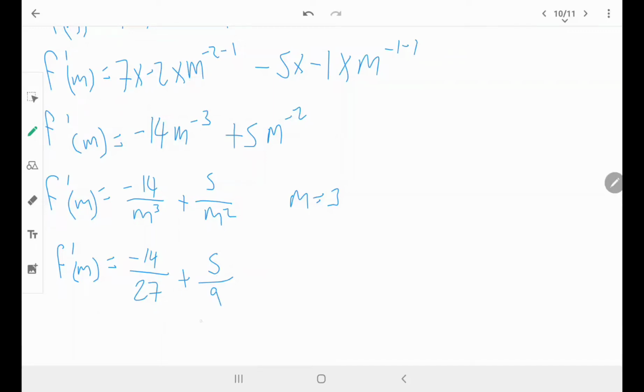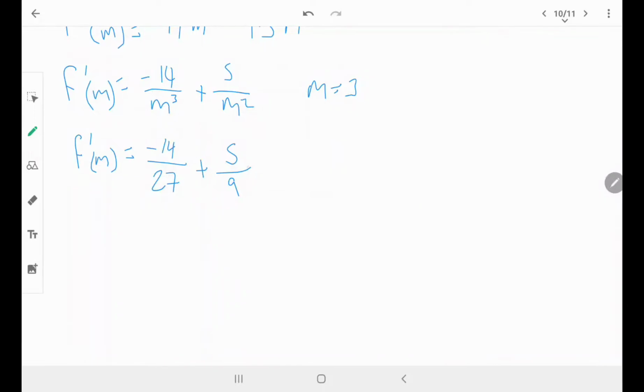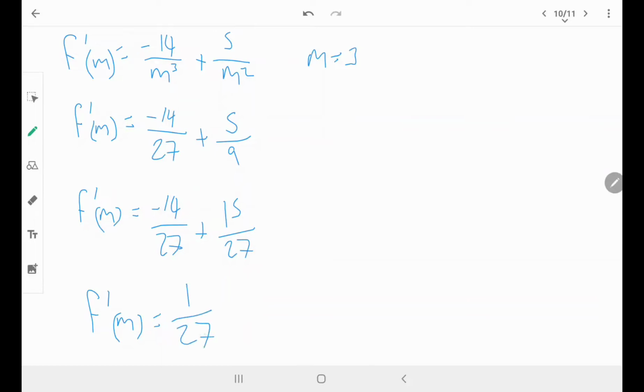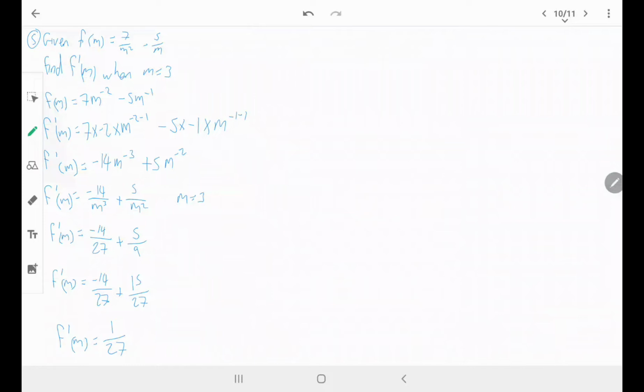Now what I'm also going to do is make them the same in terms of the bottom. So I'm going to times this by 3, top and bottom. So f dash of m is minus 14 over 27 plus, well, 5 times 3 is 15, 9 times 3 is 27. So our final thing, our f dash of m is, well, 15 minus 14 is 1 over 27. There we go. So f dash of m when m is 3 is 1 over 27.